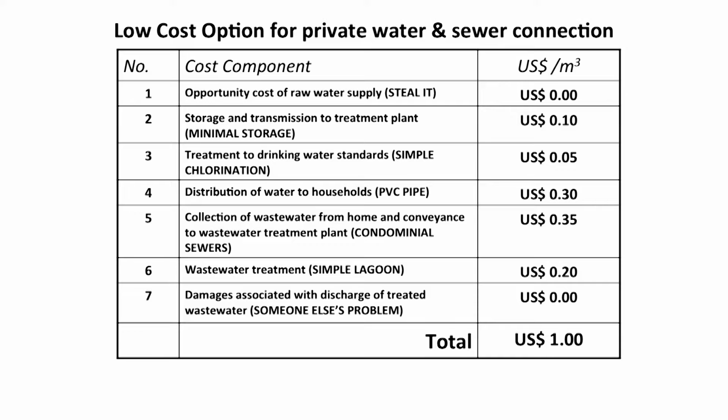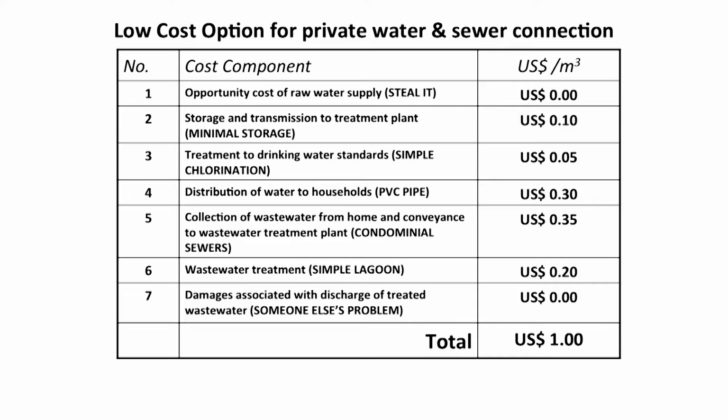Fifth, assume we build a small bore sewer system such as a condominial system. I'll describe this technology in a later video, but for now assume it's cheaper than a traditional sewer network, say 35 cents per cubic meter.